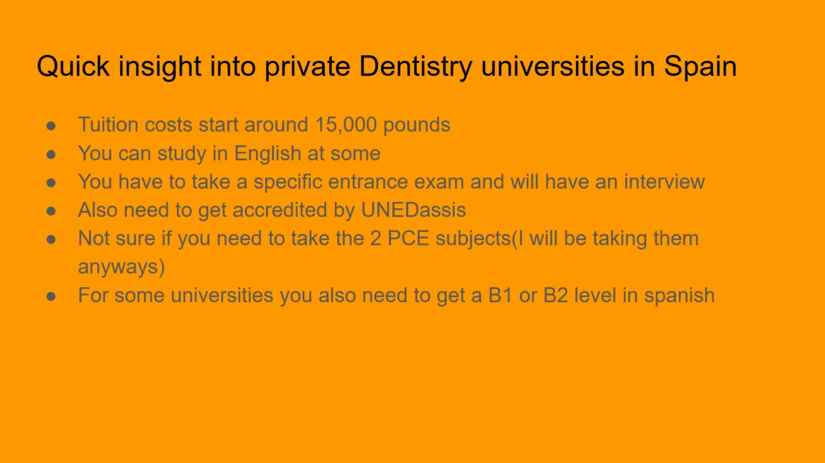Now, not as economical, but private universities in Spain. Tuition costs go from around £12,000 to £17,000, but the average is 15,000, I would say. And you can study in English at some, so if that's something you're interested in because you want to work in England or an English-speaking country after, then that might be beneficial.